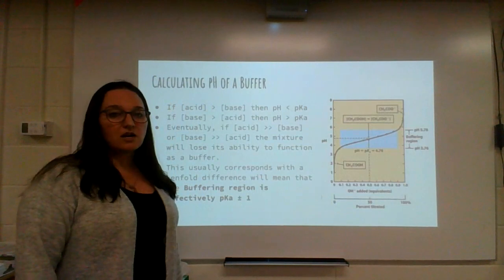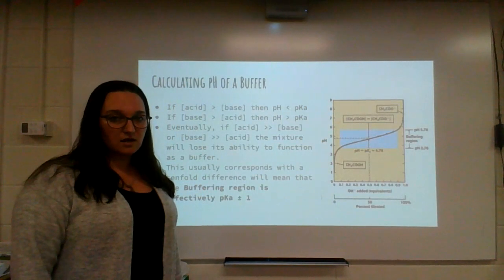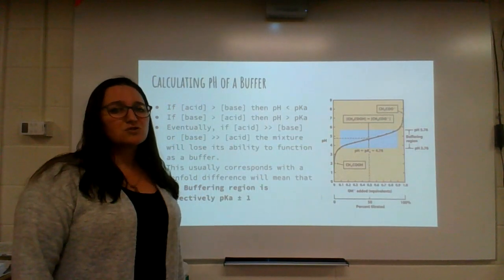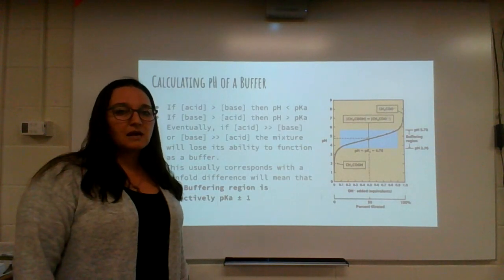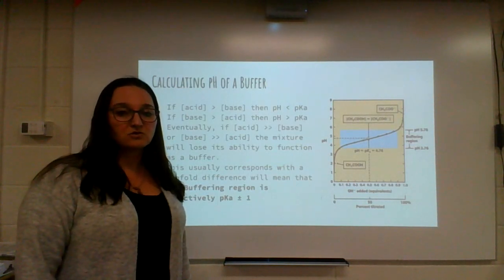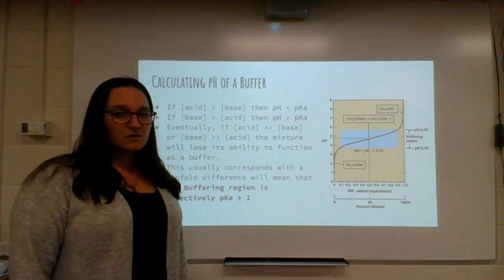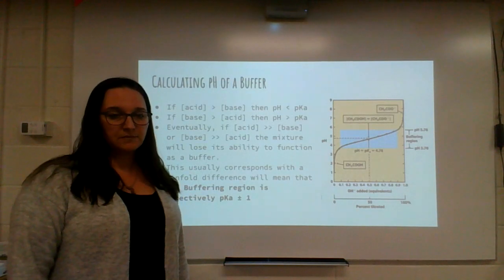If the concentration of the acid is greater than the concentration of the base, then the pH will be less than the pKa. And vice versa, if the concentration of the base is greater than the concentration of the acid, then our pH will be greater than the pKa.